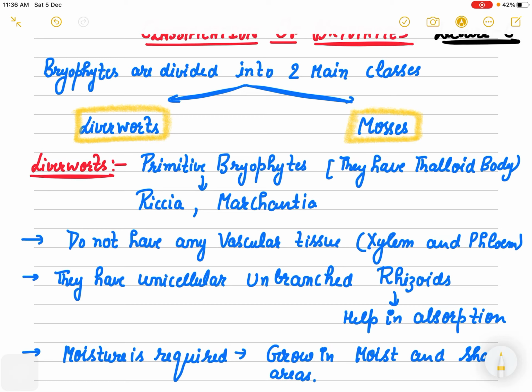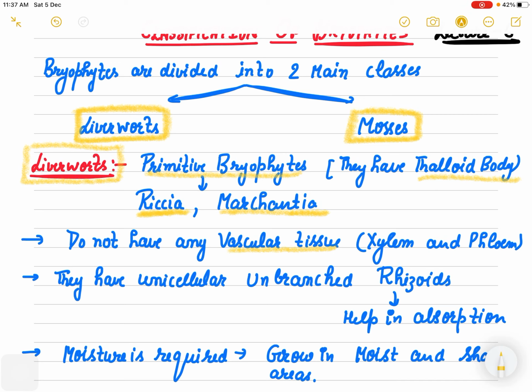First, let's talk about the liverworts. When we were talking about the general characteristics of bryophytes, we talked about two examples, Riccia and Marchantia. Riccia and Marchantia are both known as the primitive bryophytes. We said they are primitive because they have a thalloid, thallus-like body, and they do not have well developed vascular tissue.